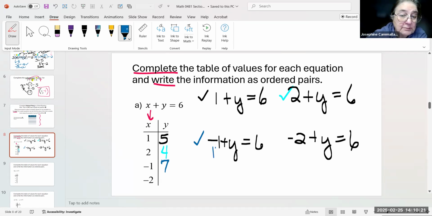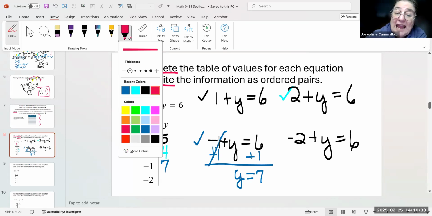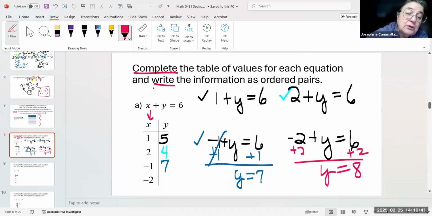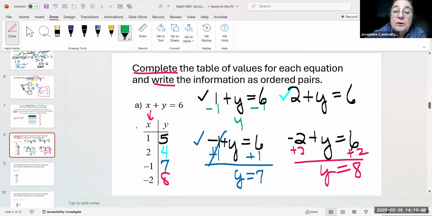Okay, just to make sure. See, I'm adding to both sides. That's how I get 7. And then I'm going to do the same thing to the other side. I'm going to add 2, which gives me y is equal to 8. And just to make sure, see, subtract 1 up here, y is 5. Subtract 2, y is 4.